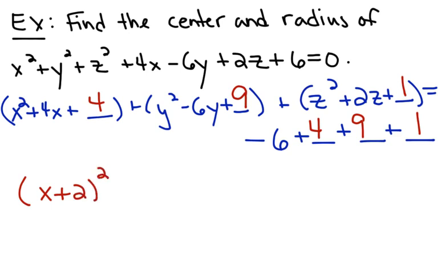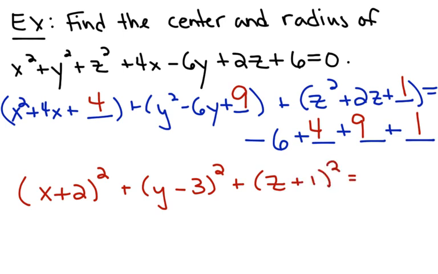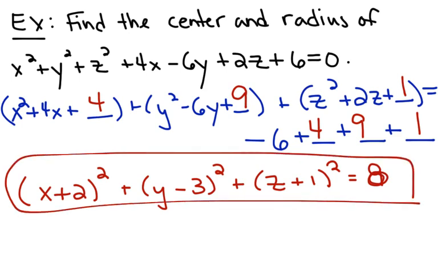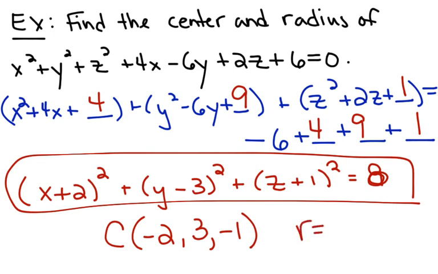Once we've created those perfect square trinomials, they factor really easily. So the first trinomial factors into (x plus 2) squared plus (y minus 3) squared plus (z plus 1) squared is equal to 8. Sorry. And that would be the equation of the sphere in standard form. The center would be at (-2, 3, -1). And since the radius squared is 8, the radius is going to be the square root of 8, which is 2 square root of 2.